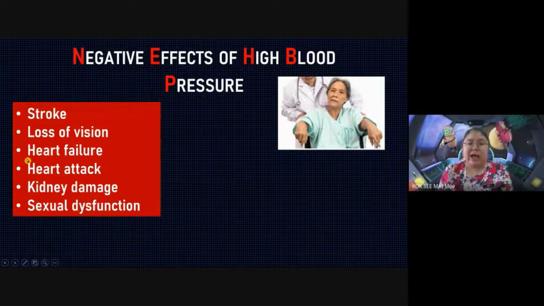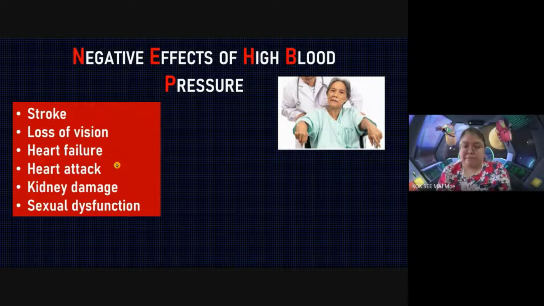Okay, after that, heart failure means your heart cannot function. It cannot pump the oxygen, cannot pump the blood. Okay, then number 4 is a heart attack.